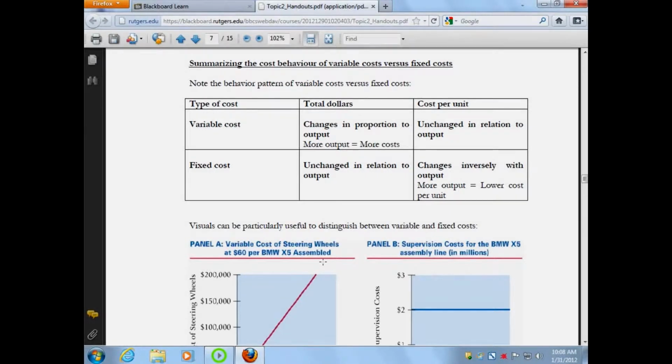So fixed costs on a per unit basis always vary. And how do they vary with your activity level? Do they vary proportionately to activity, or do they vary inversely proportional to activity?